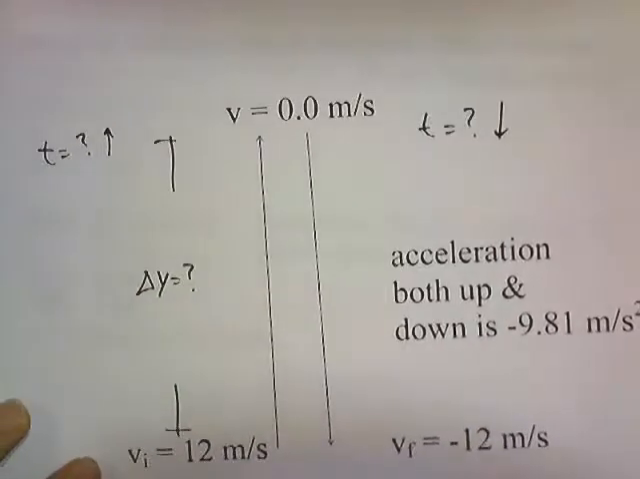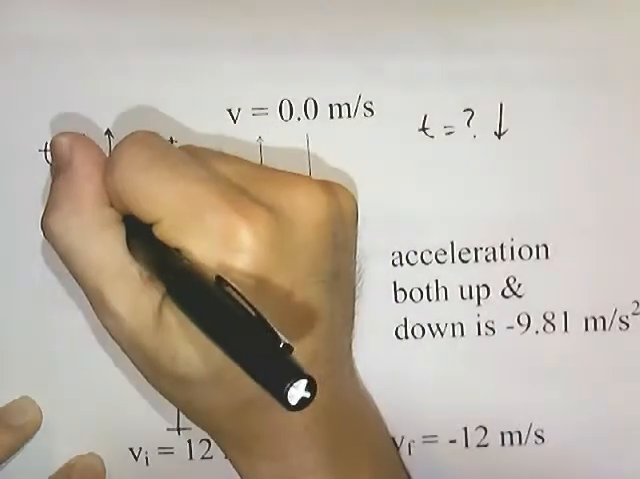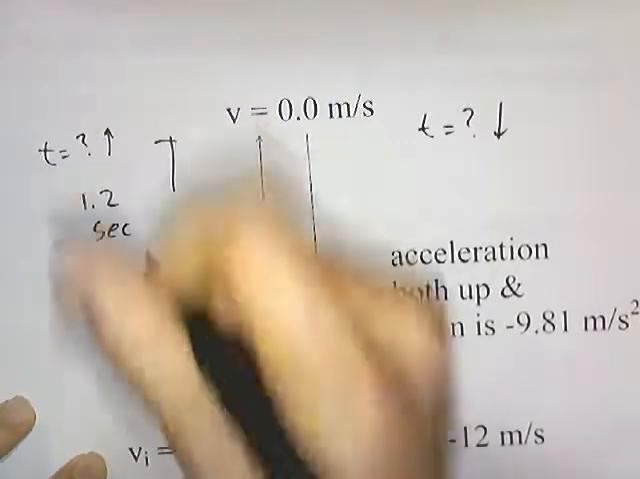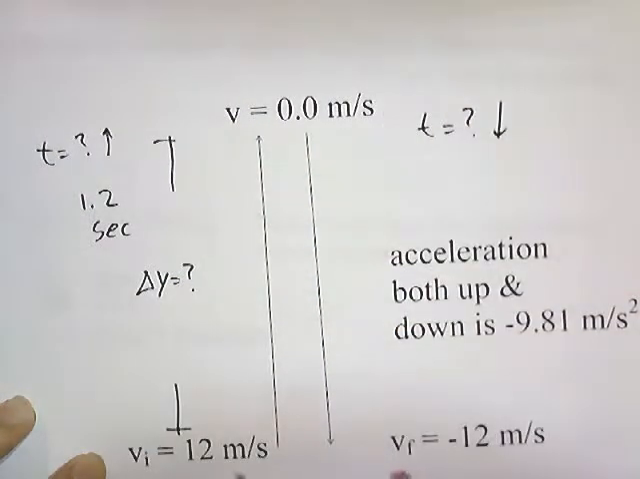So that answers the first part. The time it takes for it to go up is 1.2 seconds. So it takes 1.2 seconds for the object to come up and reach the peak if you throw it with an initial speed of 12 meters per second.